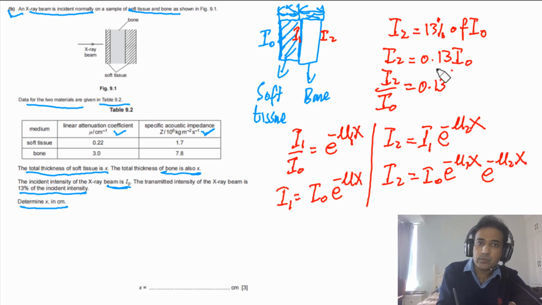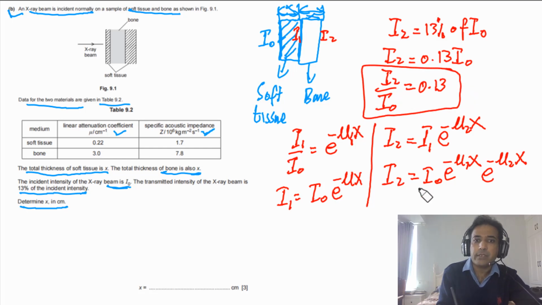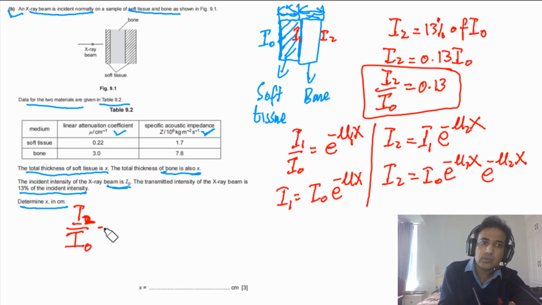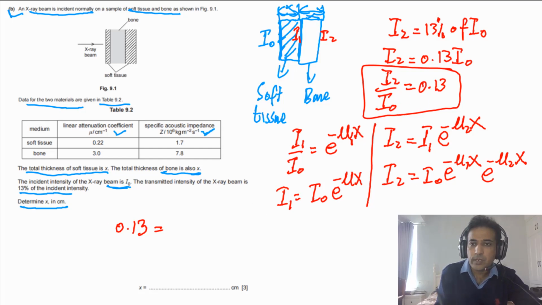So we have I2 by I naught here, and we can write this down here, where we have a little bit more space. I2 divided by I naught is equal to 0.1 in theory. So you can clear this part. Let me clear this. So this is I2 by I naught, and this is equal to e to the power of negative 0.22 x, and here we have e to the power of negative 3.0 times x.